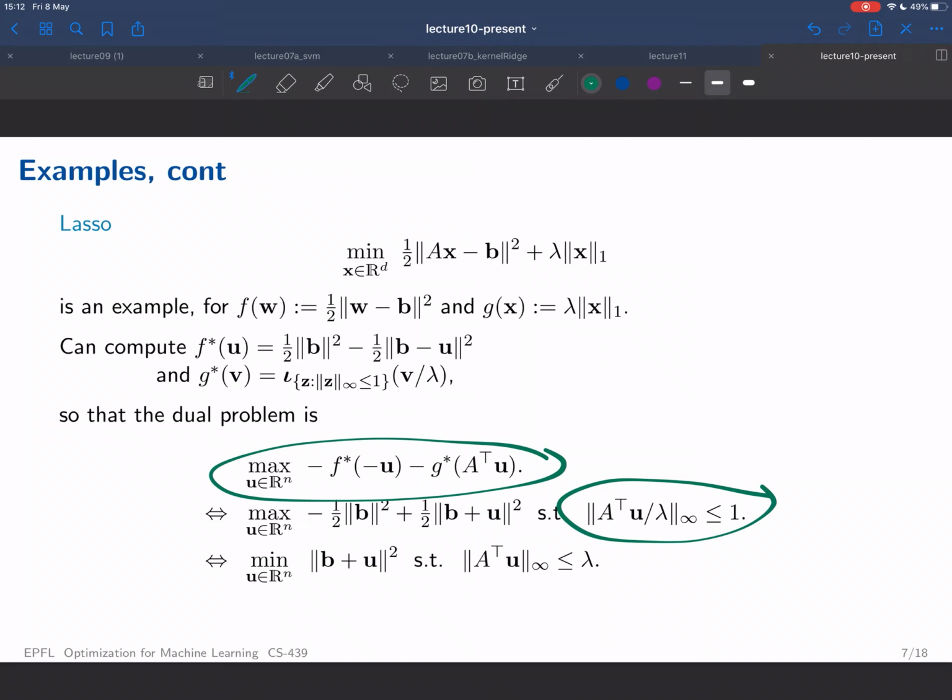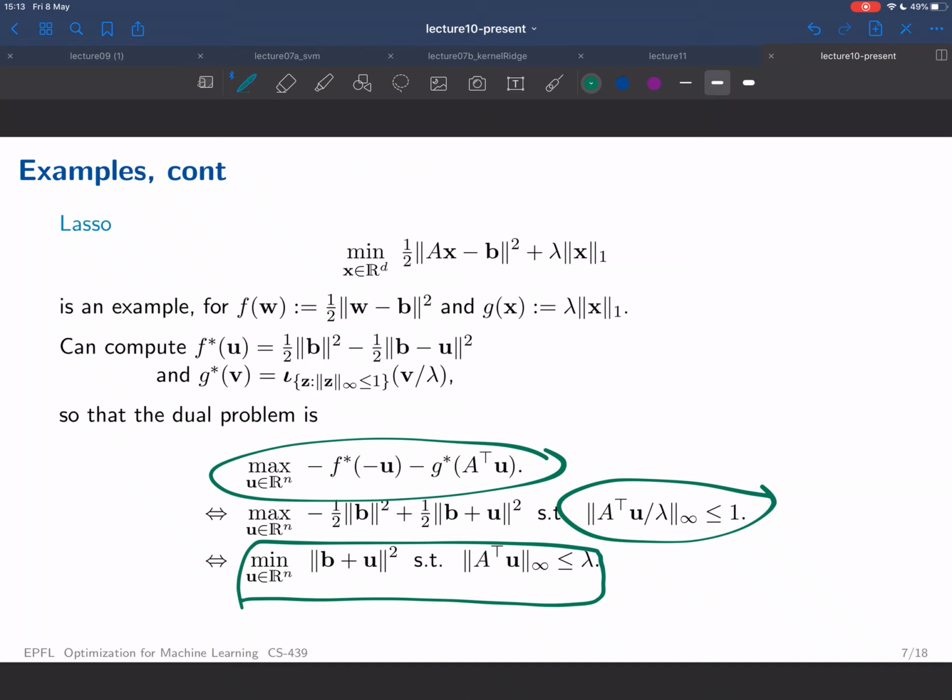Okay, so we know what the infinity norm is. The absolute value is bounded by 1, which now we just take the lambda to the other side. So of course, absolute value being smaller than 1 is the same as the data times U having infinity norm smaller than lambda. All right, so this is the dual problem of the lasso, and it's quite simple, the form here, but it's not so trivial to solve this.